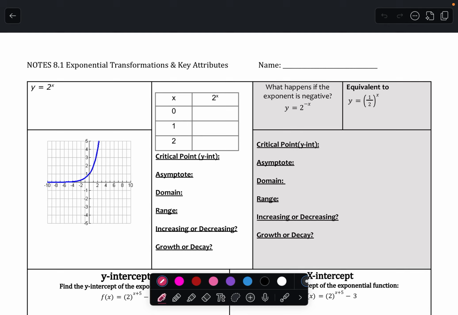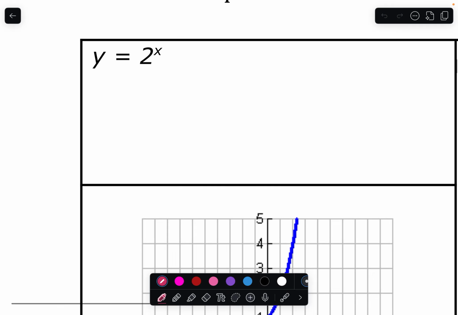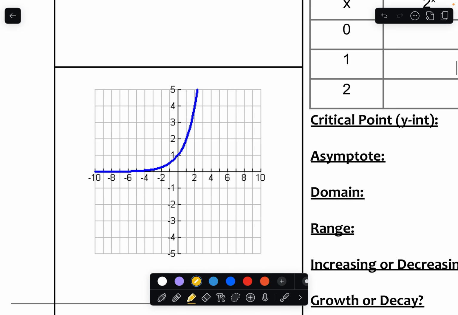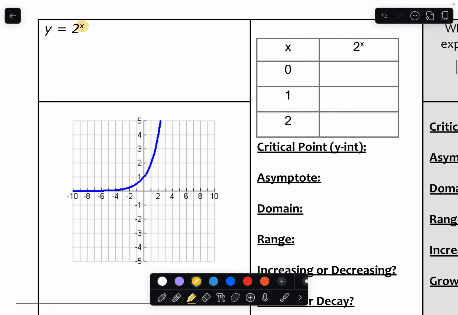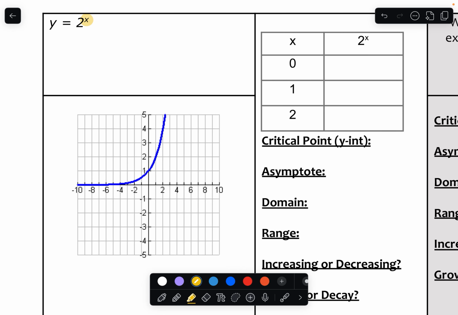Hello, my friends. Today we're going to take a look at 8.1, which is exponential transformations and key attributes. An exponential function is a function that has a variable as the exponent. Take, for example, the one that you probably worked with in Algebra 1, y equals 2 to the x power. We have the graph of y equals 2 to the x power over here.